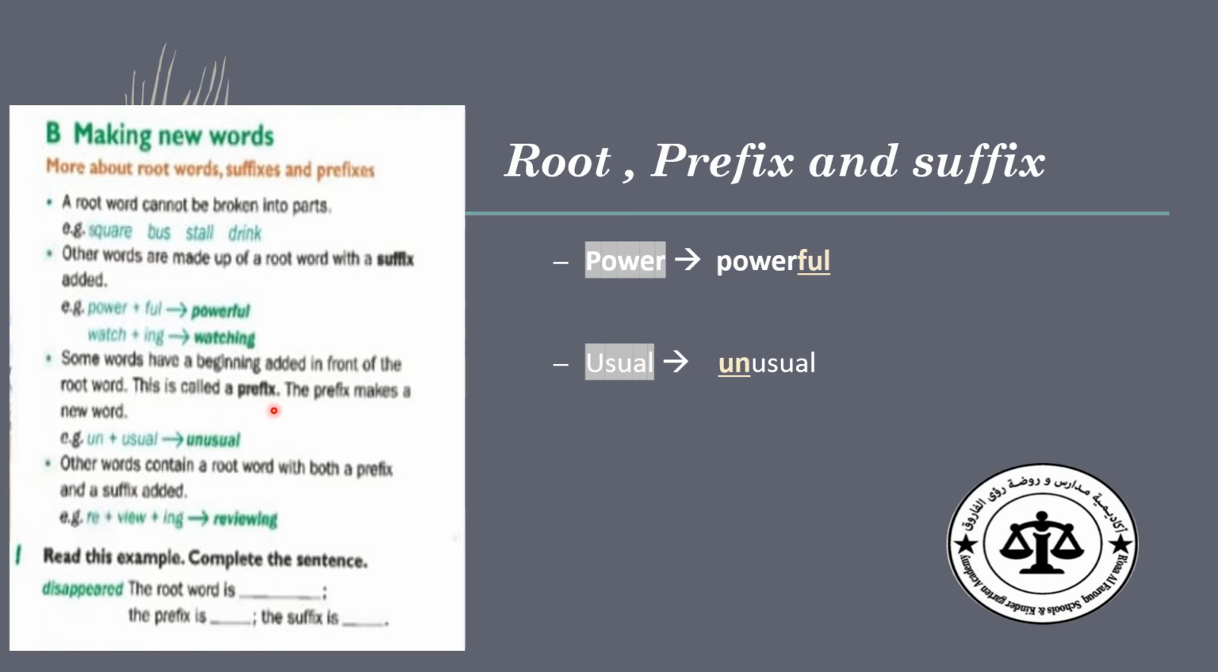Some words have a beginning added in front of the root word. This is called a prefix. This prefix makes a new word, like the word usual. When we add un, these two letters are prefixes. Unusual. The prefix is added at the beginning of the root word. Usual, unusual. The prefix makes a new word.